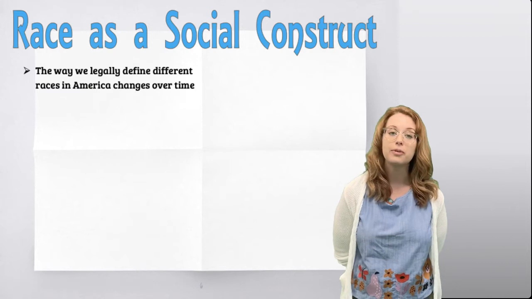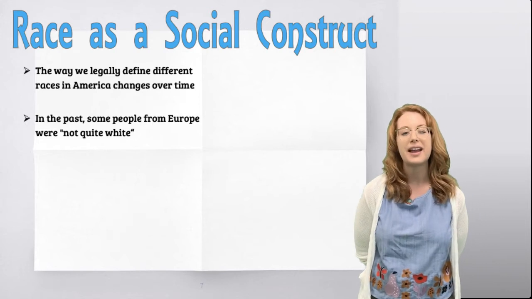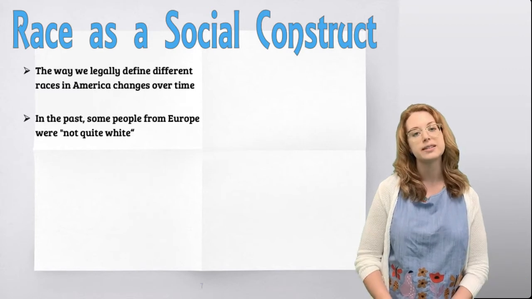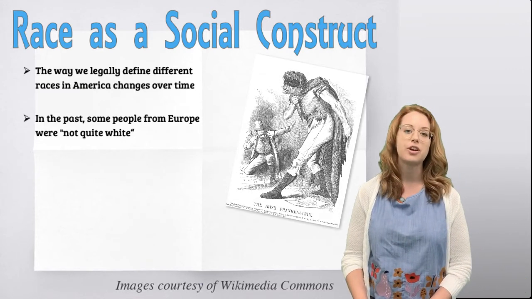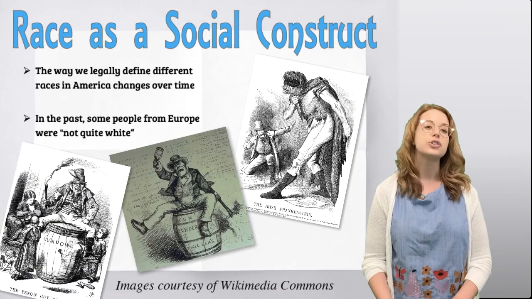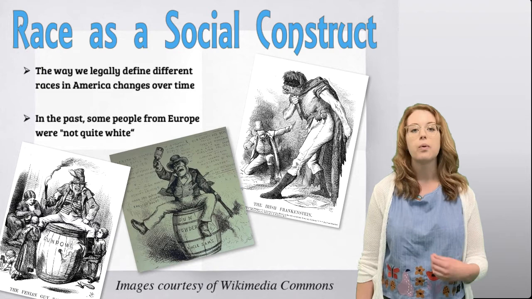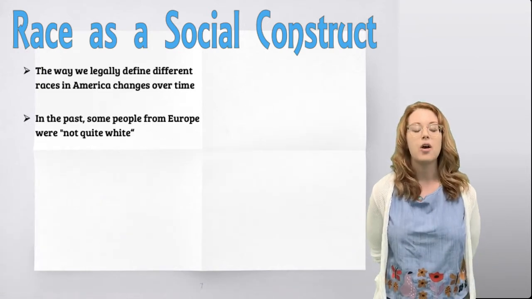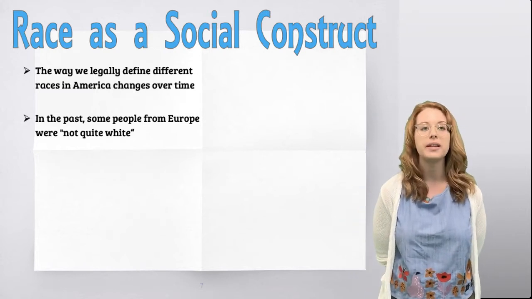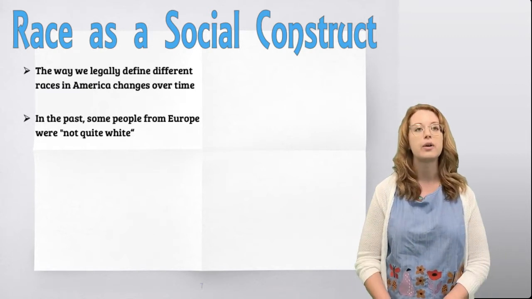In the past, some people from Europe were considered not quite white. For example, there was a lot of anti-Irish sentiment when Irish immigrants first started to arrive in the United States. There were many anti-Irish cartoons that depicted this group as disorderly and animal-like and as people who should not be given the same esteem or rights as people from Anglo or Northern European backgrounds. Over time, groups from Greece, Italy, and Eastern Europe have all been considered in the not quite white category, but have assimilated into the white category over time.